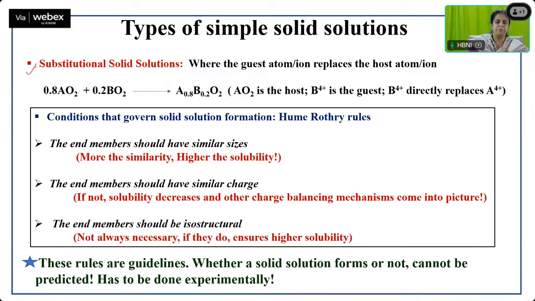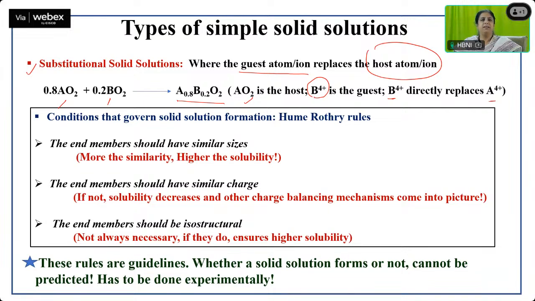That is called substitutional solid solution, where the guest atom or ion simply replaces your host atom or ion. Okay. For example, I mixed 80% of AO2, 20% of BO2, mixed them nicely, heated them at high temperature, and this is what you get. AO2 is the host, your B4+ ion is the guest, and B4+ directly replaces your A4+.